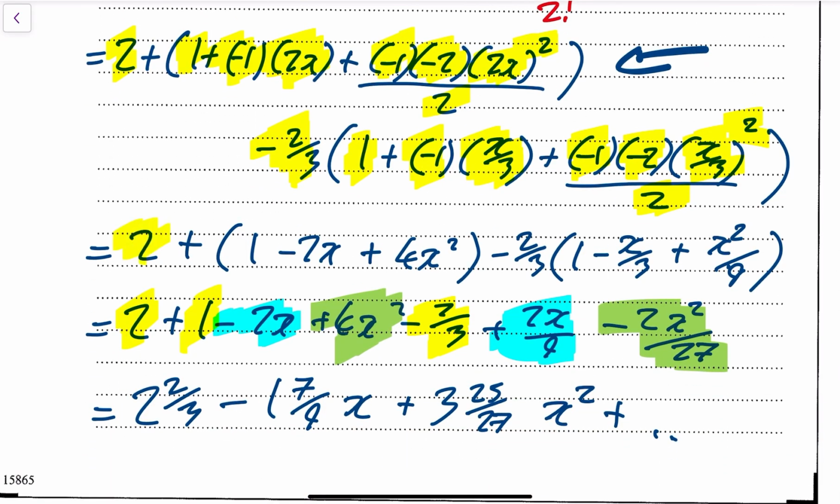Tidy that up. Each bracket gets tidied up. The first bracket becomes 1 minus 2x plus 4x squared. The second bracket, which was multiplied by minus 2/3, is 1 plus x over 3 plus x squared over 9. And then in yellow are all my numerical terms: 1 plus 2 plus 1 minus 2/3, which is 2 and 2/3. In blue, my x terms: minus 2x minus 2x over 9, which is minus 1 and 7 over 9. And my x squared terms: 4x squared minus 2 over 27 x squared, which is 3 and 25 over 27 x squared.